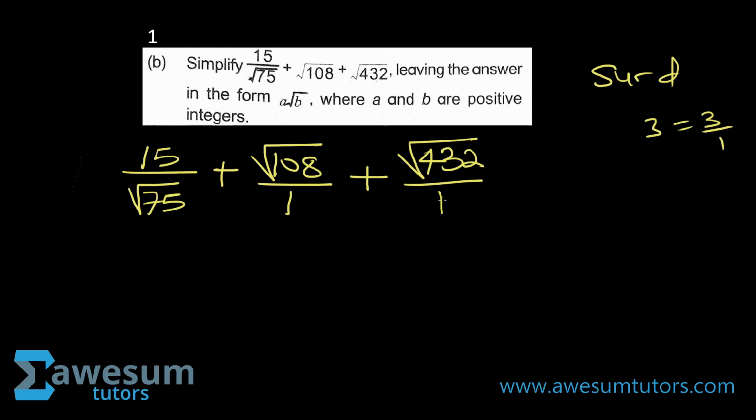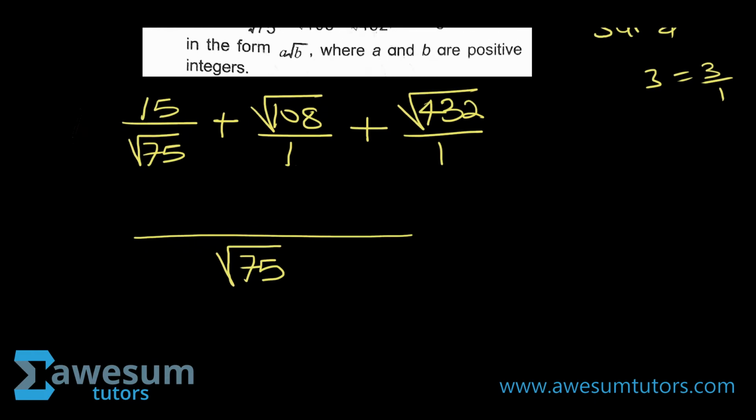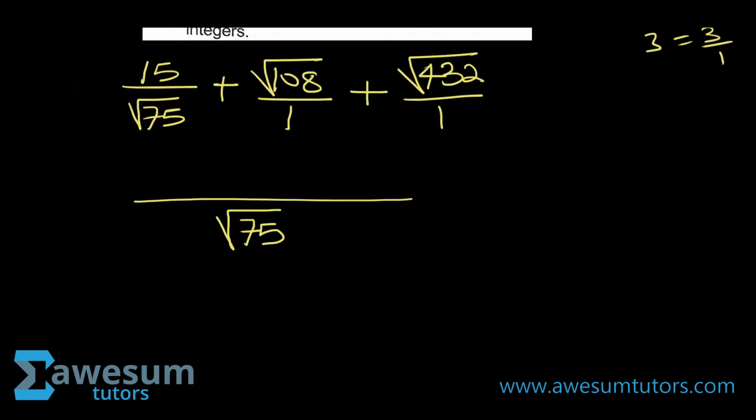Now this is still the same approach as the way you would solve addition of fractions. Find your LCM. So the LCM of root 75, 1 and 1 is going to be root 75. It's very easy to get that. Just say root 75 times 1, that's root 75, times 1 again, root 75. So my LCM is root 75. Take note, this is just pretty much like the way you're going to be adding fractions. Just use that same approach.